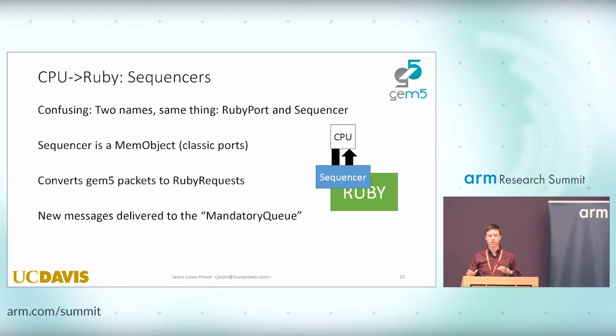It converts these packets into Ruby requests, which again show up on this magic buffer called the mandatory queue. This mandatory queue is what's in your L1 cache, which is accepting requests from the CPU. There are some caveats here, especially if you're trying to get a high-performance out-of-order core. If you want a single cycle hit time, you need to do some special things to get this to work, since it's a multi-step process.